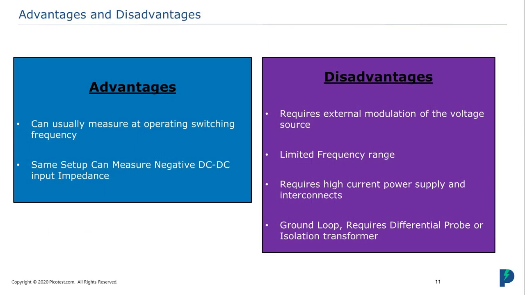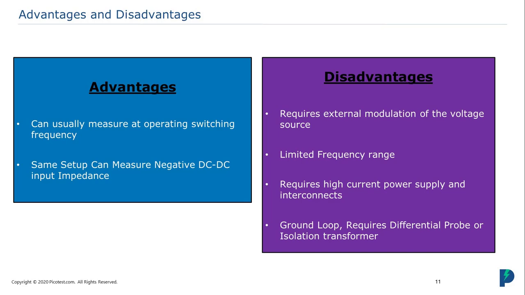This method has advantages and also disadvantages. One advantage is that we can measure at the operating switching frequency most of the time, which is a really great thing. Another advantage is that this same setup can be used to measure negative input impedance of DC to DC converters. So you kind of get two measurements out of the setup.